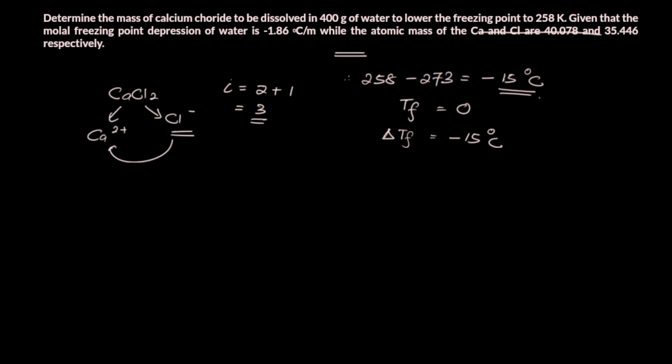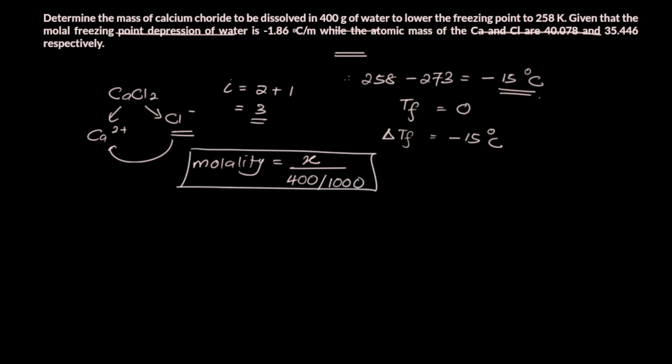Alright, so we are going to move on to calculating the molality of this solution. So molality is equivalent to the mass of the solute. The mass of calcium chloride is what you don't know. So you need to divide by the mass of solvent. The mass of solvent is 400 grams, so you have 400 here, and you need to convert it to kilogram by dividing by 1000. So this is your molality, right?